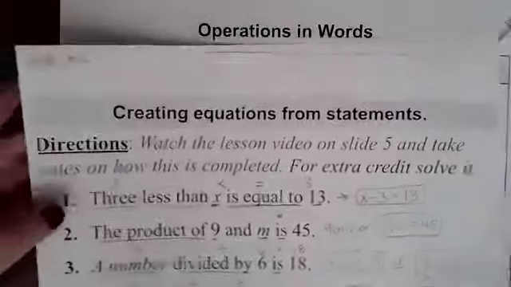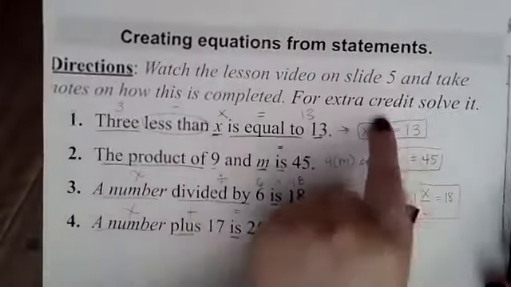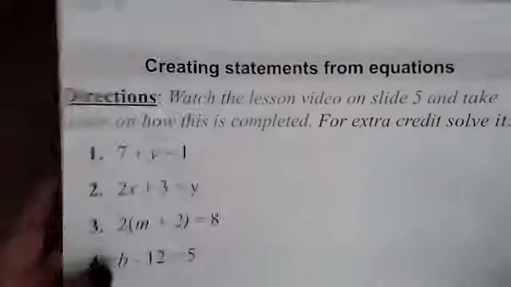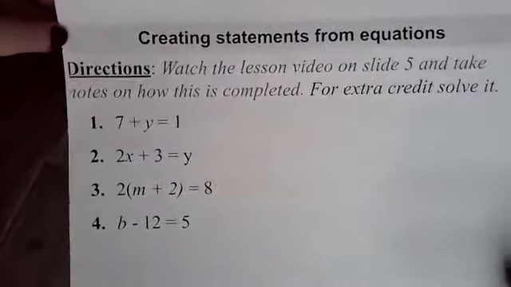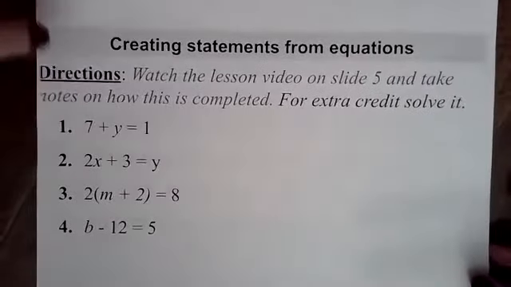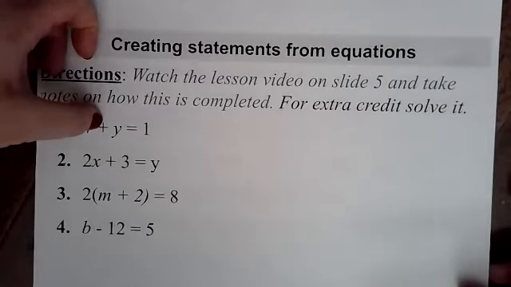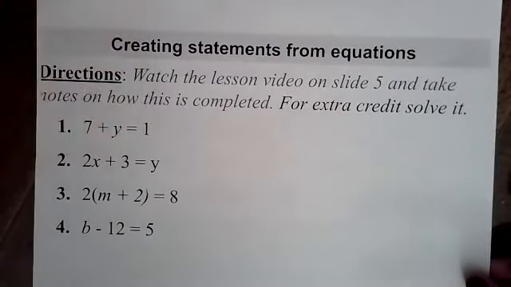Now, we created equations from statements. Now, what about if it was the reverse? What about if we had the equation and we had to create the statement? Let's find out, okay? So we have 7 plus y equals 1, okay? So we have a number, which is 7. We have the addition symbol. We have the variable y, and then equals 1, okay?